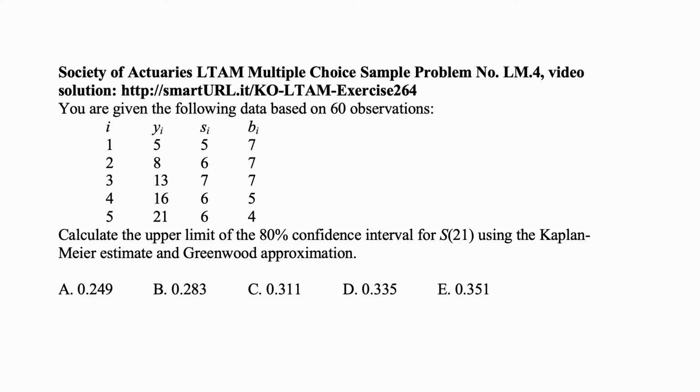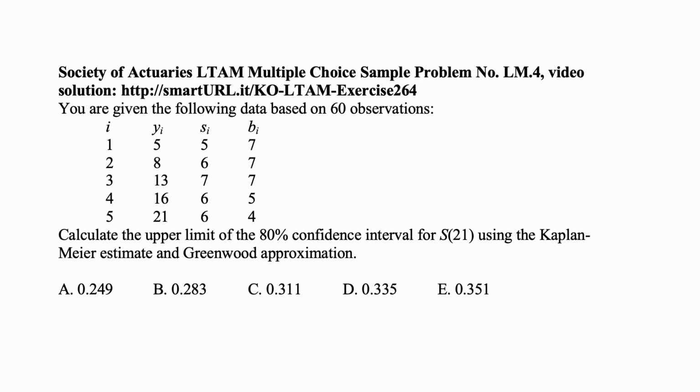Here's the problem for today for exam LTAM. You are given the following data based on 60 observations, and you have the times of departures, number of people, you can take them as dying, and BI, a number of people who are leaving for other reasons. Calculate the upper limit of the 80% confidence interval for S of 21 using the Kaplan-Meier estimate and Greenwood approximation.